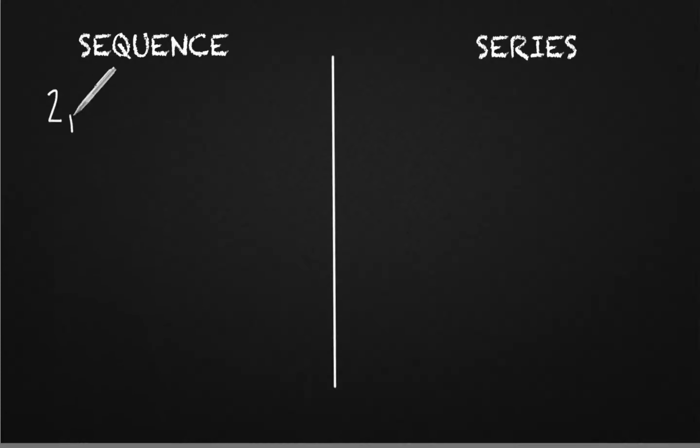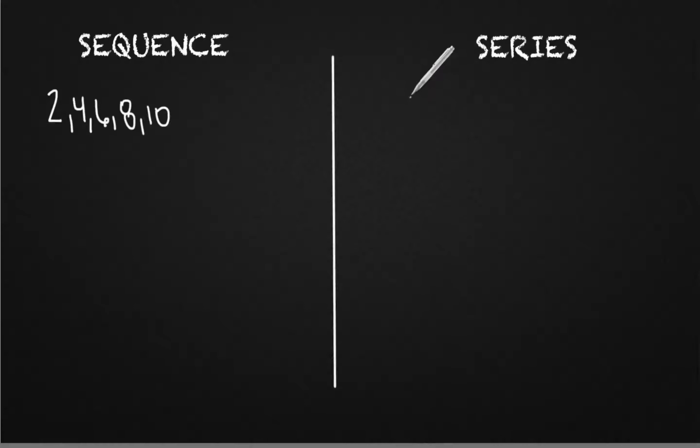So let's say 2, 4, 6, 8, 10. You can tell that there's an order to this. You can predict that the numbers that come after this are just simply generated by adding 2 each time. And so that is a sequence.